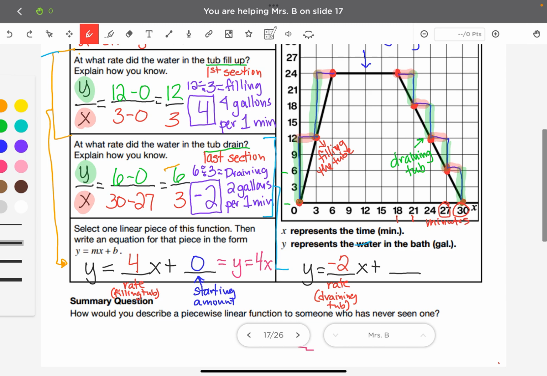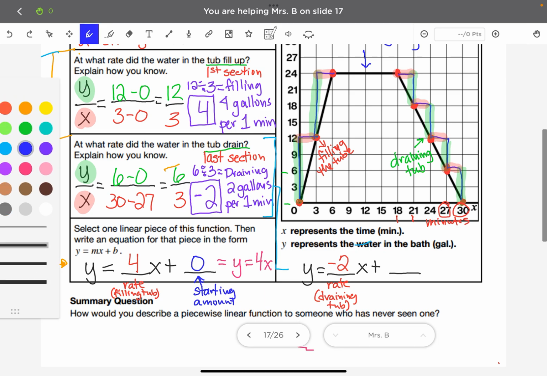And then my starting amount, if I look at where that line starts, that line is starting up here, and that's going to start at 24 gallons. So my starting amount is 24 because I want to know how many gallons it started with. Remember, that is your y-intercept. So I need to be looking at my y-axis. Okay. So my equation for that part, if I was writing the equation for the draining, would be y equals negative 2x plus 24.